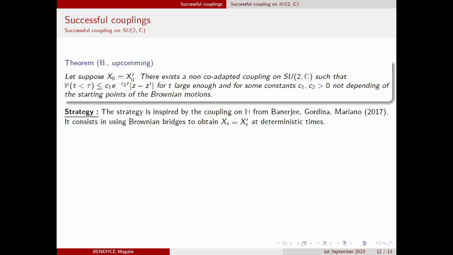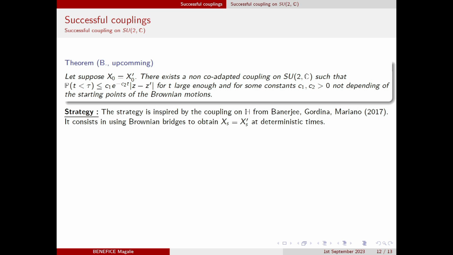So here, the idea will be to fix a time t, deterministic, and what I want is that at each time t, the Brownian motions on the sphere just meet. So this is using Brownian bridges, and this is why we have here a non-quadratic coupling, because to have the Brownian motions that meet exactly at deterministic time t, I will have to look into the future of one of the two curves.